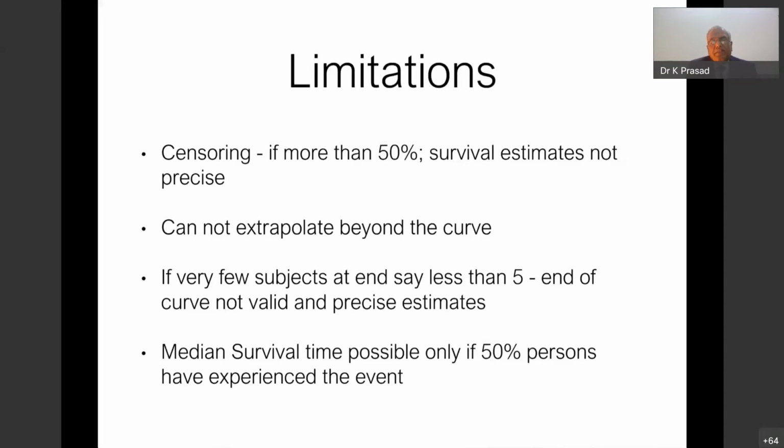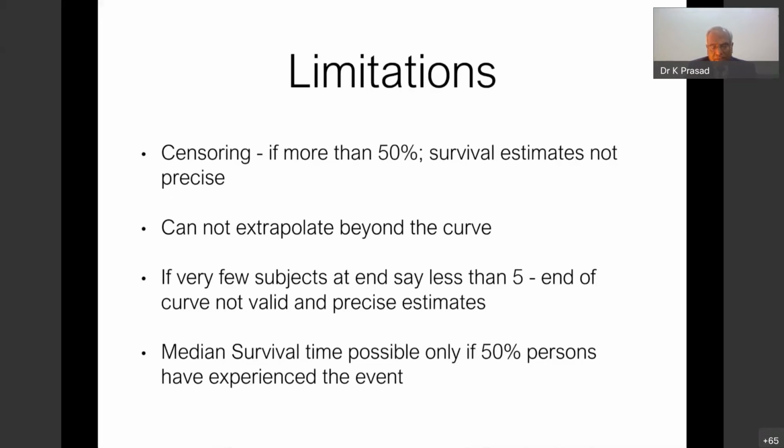Another situation where Kaplan-Meier analysis has limitation is if censoring is more than 50%. Don't believe that type of survival data, at least not the period where there is more than 50% censoring. The period where there is less censoring is valid and you can trust that survival curve, but not after a lot of people have been censored.